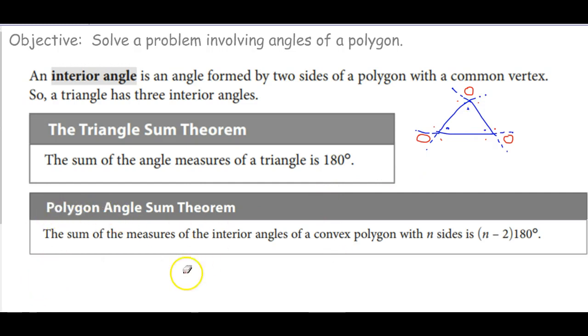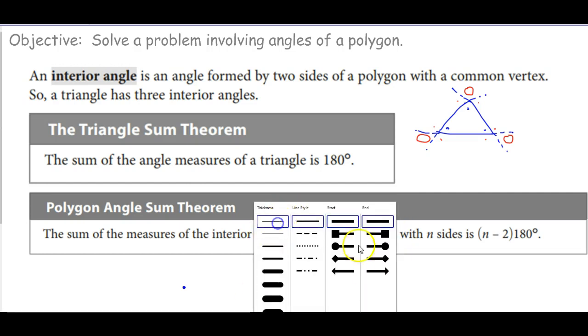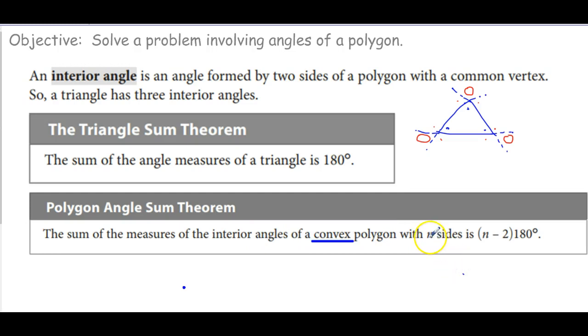And what your book calls the polygon angle theorem, I've always referred to from the other geometry textbooks we use as the interior angle sum theorem for polygons. Basically it says the sum of the measures of all the interior angles of a convex polygon, not even going to go into what that means, that's the only one we deal with, with n sides is n minus 2 times 180. So S, the sum of all the interior angles, is equal to 180 times n minus 2, n being the number of sides.